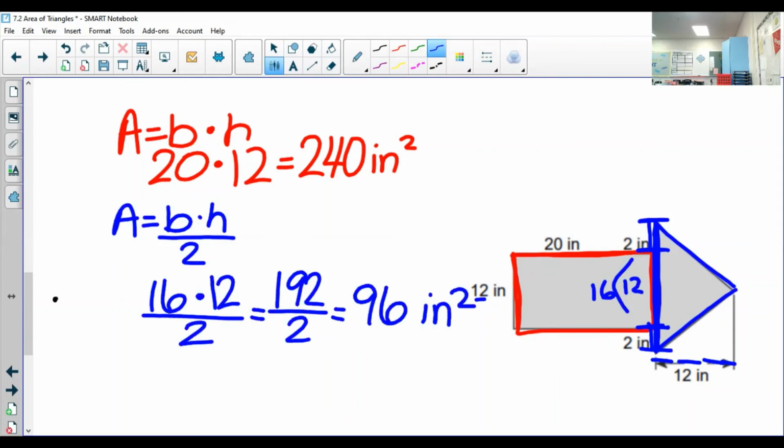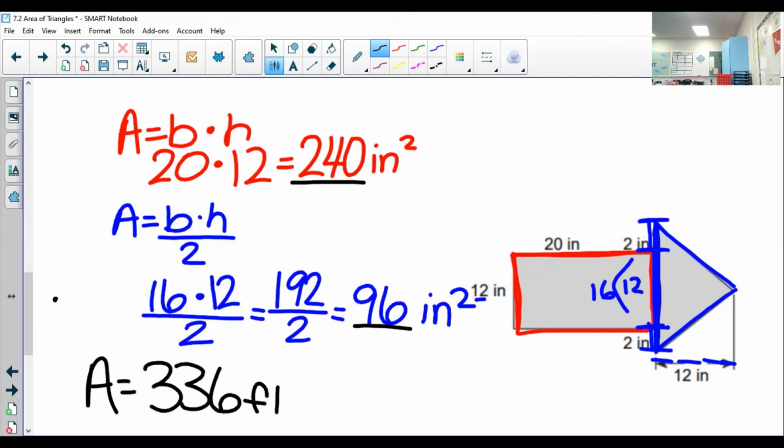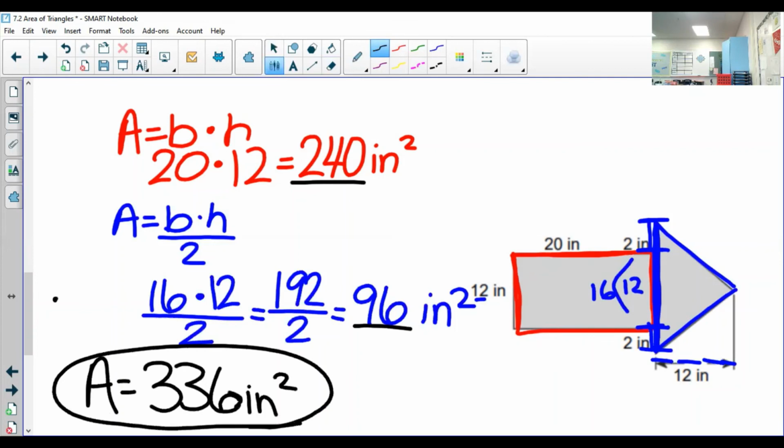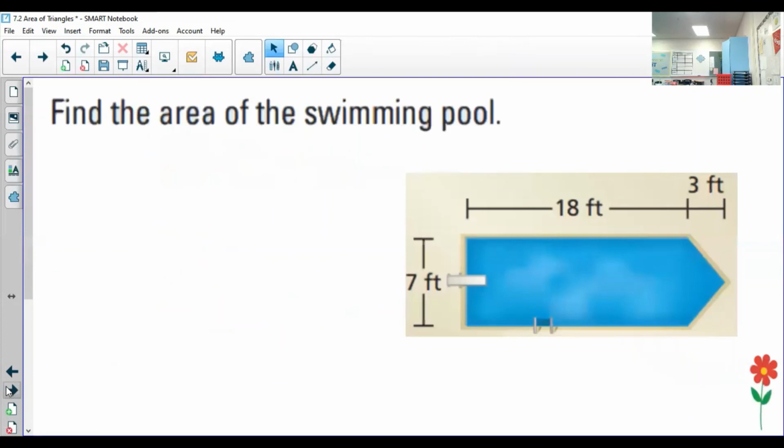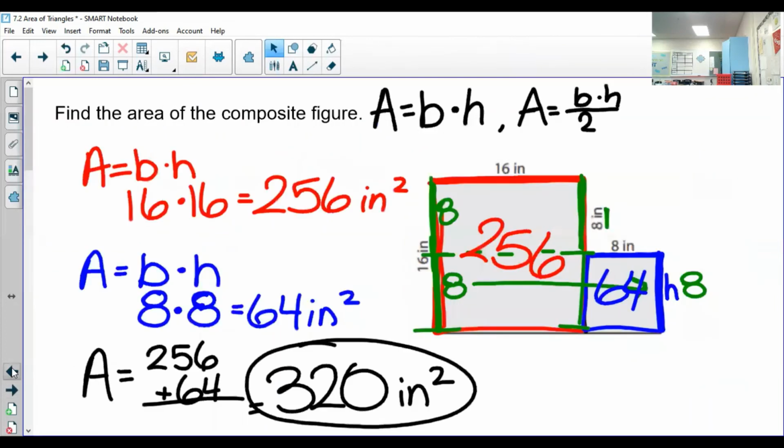But not my final answer, right? I've got to take 240 plus 96. So my area equals 240 plus 96, which is 336 inches squared. Oh no, inches, I'm sorry. Inches squared. And that would be the final answer. Okay, find the area of a, oh, this is the same thing. So we're just going to end there.